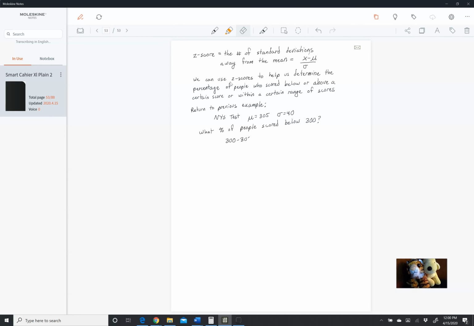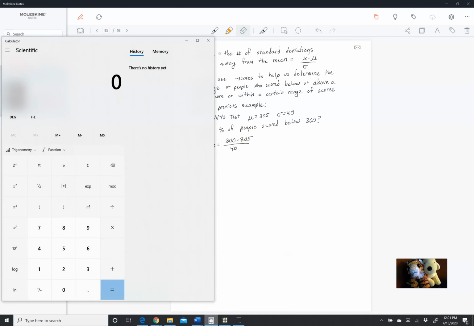So we could do 300 minus 305 and divide by 40. This is our z-score. If we do 300 minus 305, we know that that's negative 5. We divide by 40, and this tells us we're negative 0.125 standard deviations, okay? So we're 0.125 standard deviations below the mean.